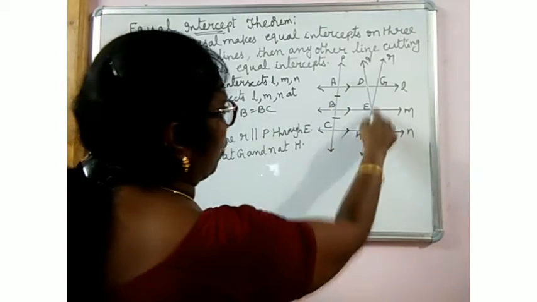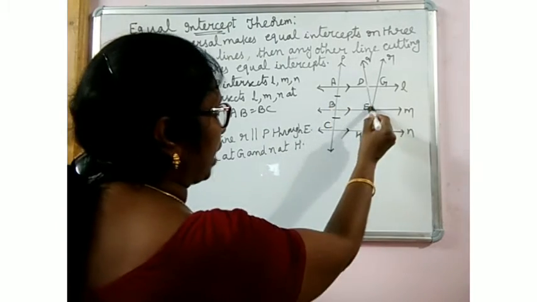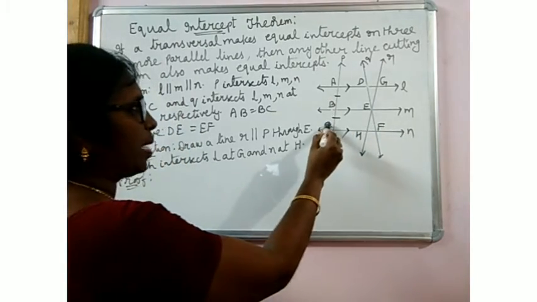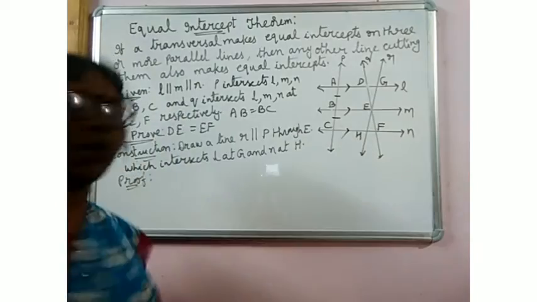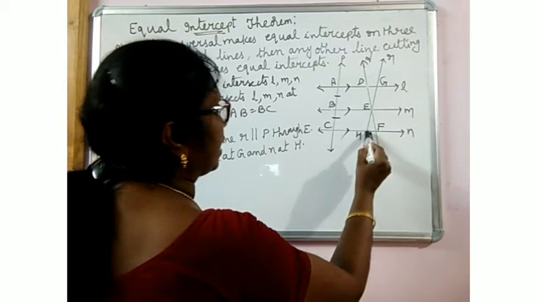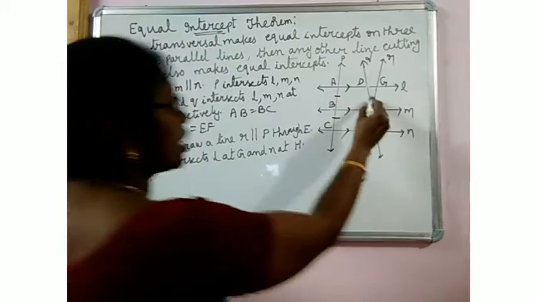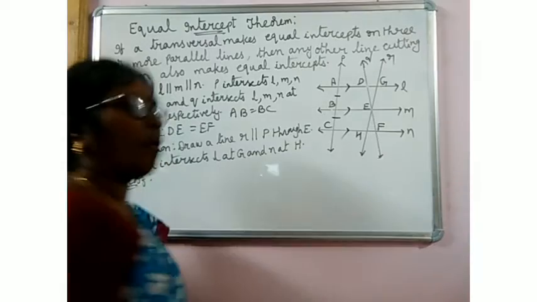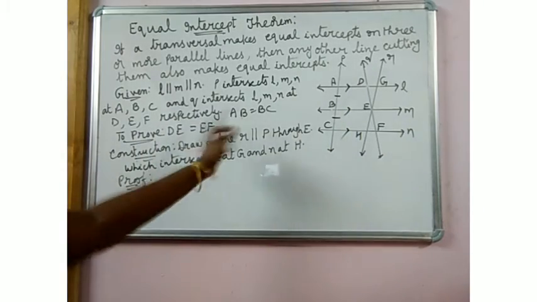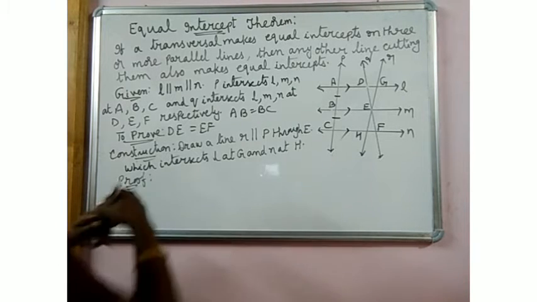Then BC will be equal to EH. But we know that we got AB equal to EZ. Now we got BC equal to EH. But AB is equal to BC. So ZE is equal to EH. Now we can make triangles DEZ and FEH congruent. Once we make them congruent, by CPCTC, DE is equal to EF. That is what we have to prove. So now let me work it out.